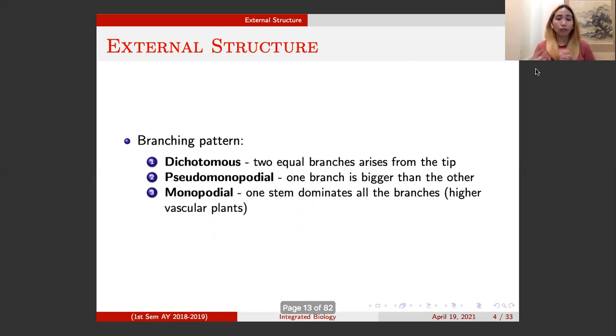Okay, and then of course we have monopodial. So monopodial branching pattern is the one that is dominant in almost all higher vascular plants. Okay, so monopodial branching pattern is that particular branching pattern you will see where one stem dominates all the branches. Okay, so there is one stem, and that particular stem basically becomes the axis, the main axis of the plant, and then you will just see different branches coming out of it.